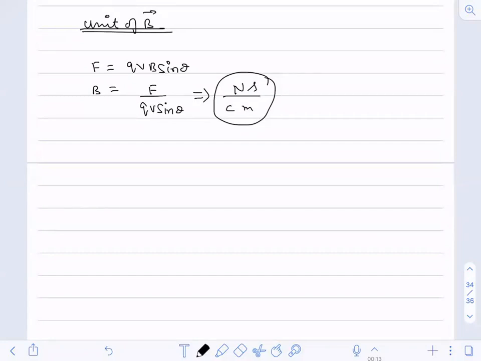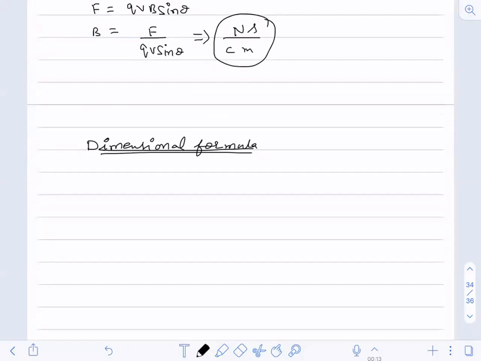Yes, dimensional formula for magnetic field. I'm giving you 15 seconds, if anybody wants to tell. Its unit is Newton second per coulomb per meter. This is only called Tesla, denoted by capital T.